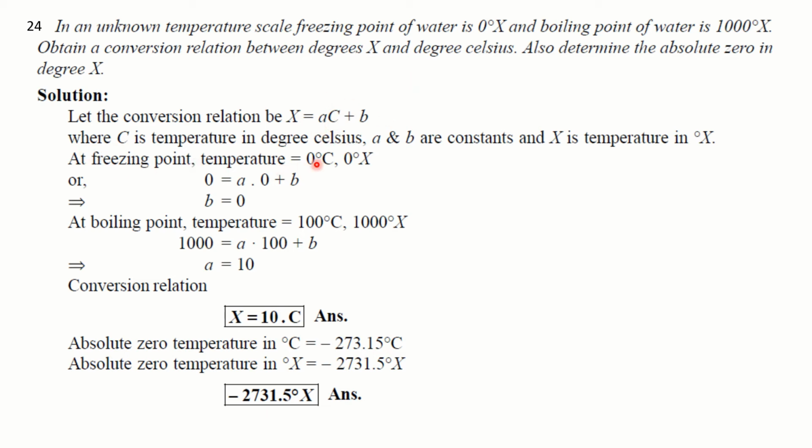Freezing point temperature 0 degrees Celsius correspondingly on the X scale is also 0 degree X. Now if I substitute 0 over here, I will get B equal to 0. Again for 100 degrees Celsius, I substitute here 1000 equals A into 100 plus B. So B is 0, then I'll get A is equal to 10. If I put A is equal to 10 and B is 0, then X is equal to 10C.